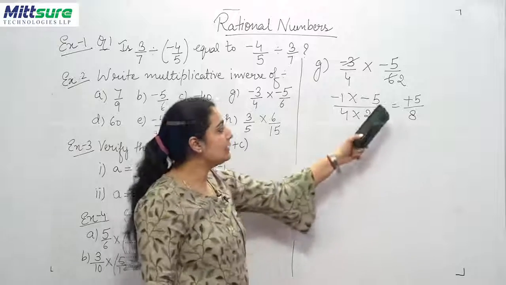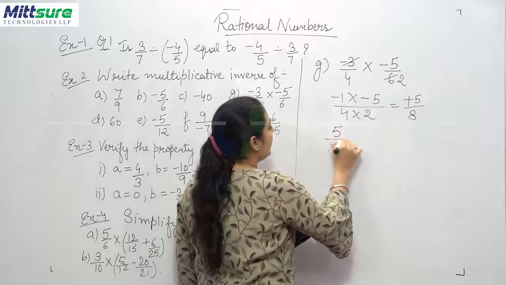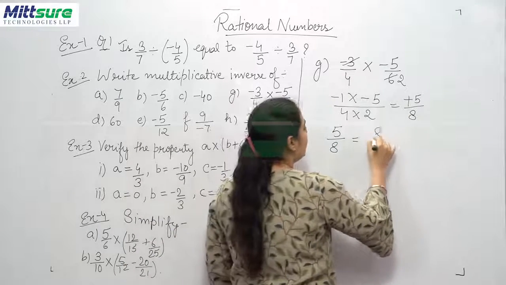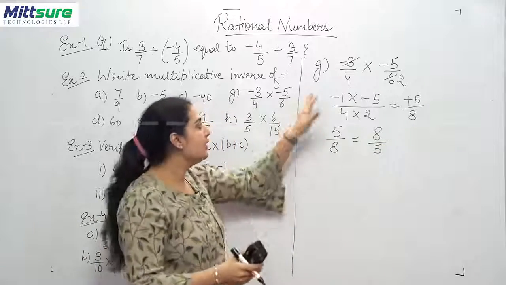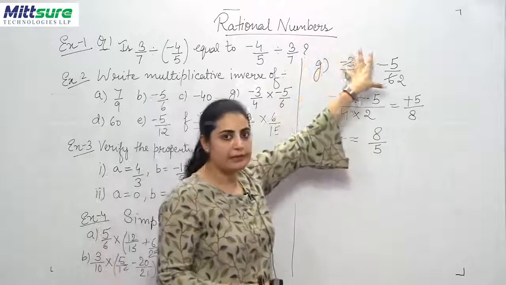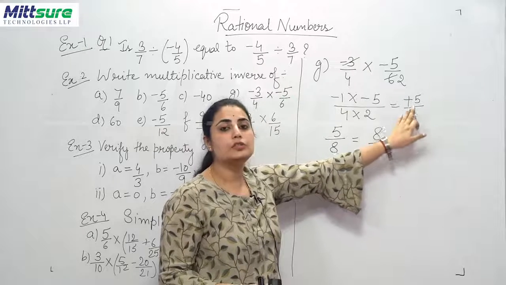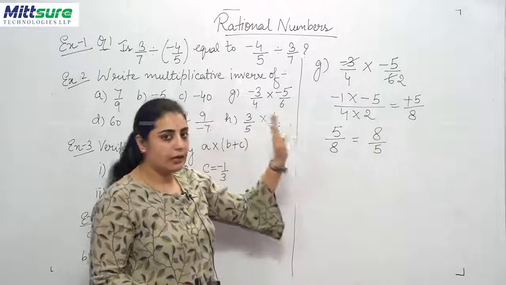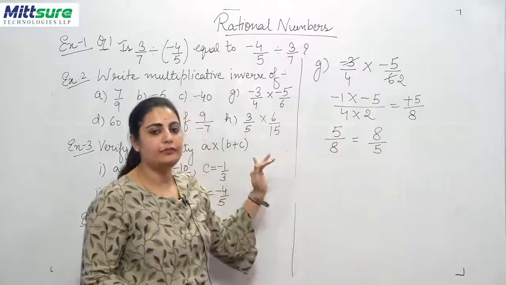Okay. Now this is the solution which you get after solving this. Now what is the multiplicative inverse of 5 upon 8? It is 8 upon 5. Clear? So this is the multiplicative inverse. When you are given a question of multiplication, you are supposed to solve that multiplication, and whatever product you get, you are supposed to change that product to the standard form if it is required. Otherwise, you can directly write the multiplicative inverse of the given product.